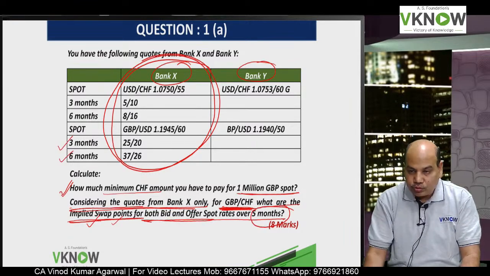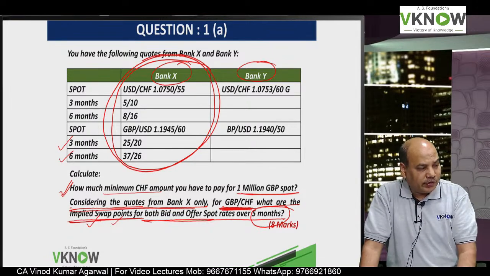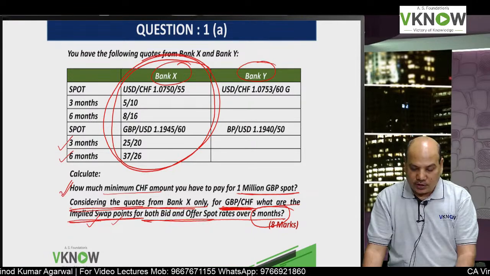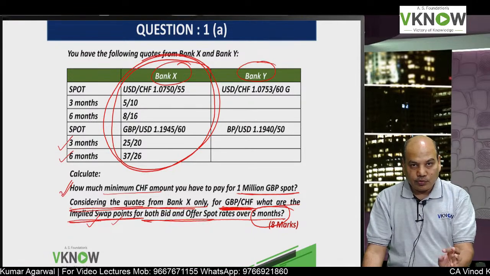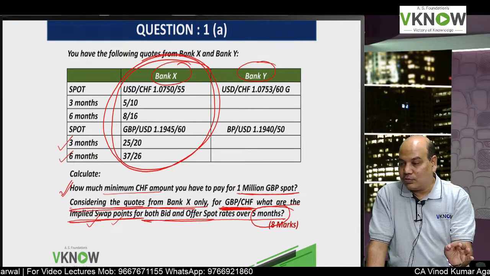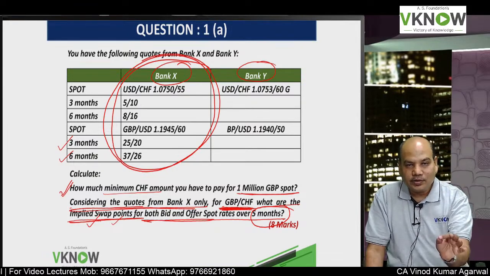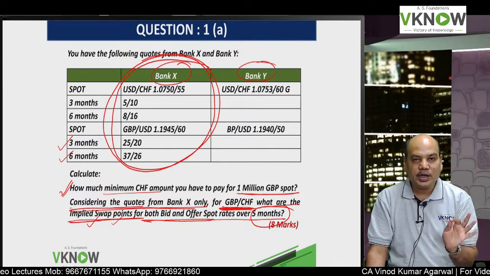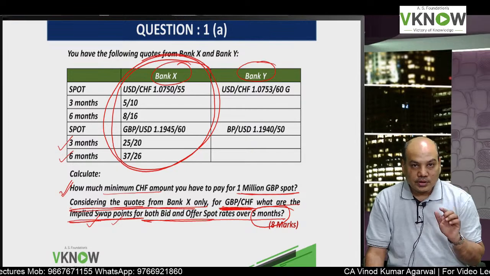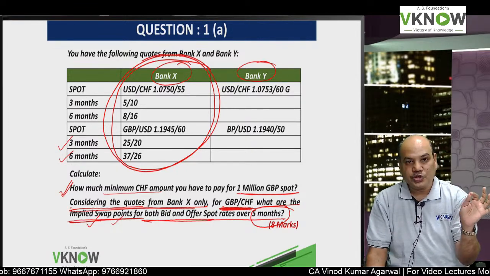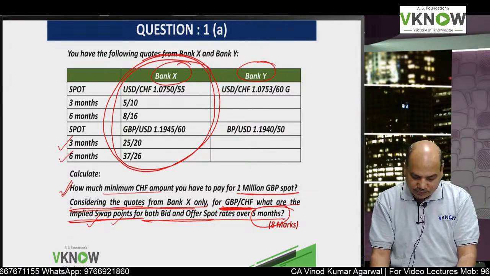They have given you for 3 months and 6 months, and you have to find out the swap points for 5 months. So for that we have to first find out the rate after 3 months, then we have to find out the rate after 6 months, and between that we have to find out the rate after 5 months. Then we will be able to find out how much is the swap points for GBP per CHF.